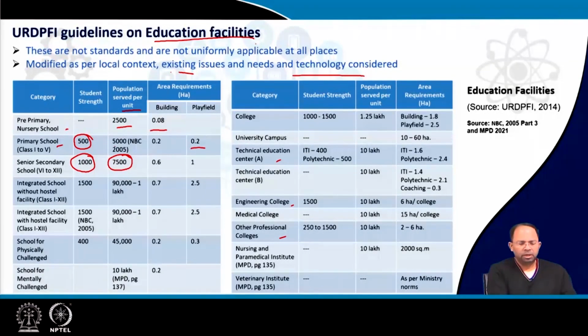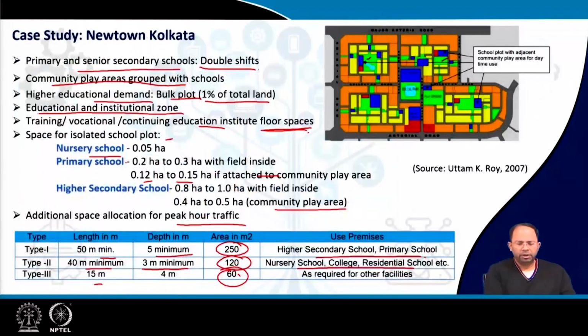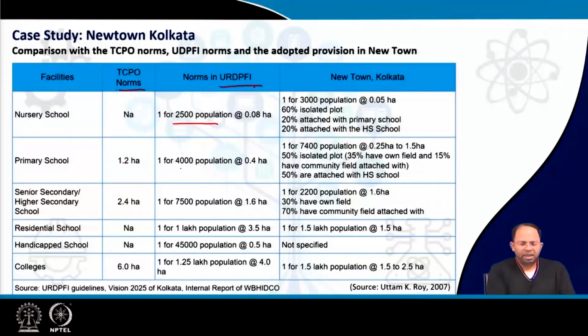And for primary school, it is 5,000. For pre-primary, it is 2,500. For senior secondary, it is 7,500. Over here you can see that for primary school, instead of 5,000, it was considered 1 for 4,000. This is the previous URDPFI guideline. Whereas in Newtown, it was 1 for 7,400. Maybe this is because double shifts are being considered, so we can straight away almost double the population that we are considering.